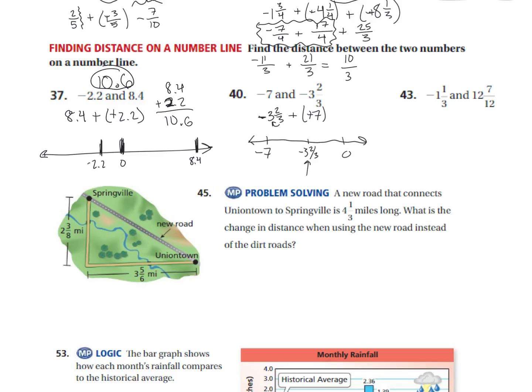Okay, I have 10/3, which if we simplify is 3 1/3. Right, which makes sense because if I were to add negative 3 1/3 to this, I would actually end up right at negative 7.